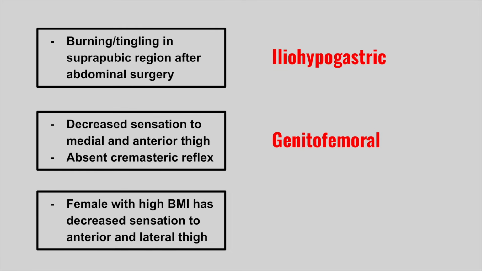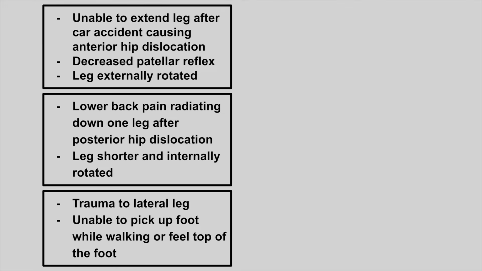Next, we have a female with high BMI that has decreased sensation to the anterior and lateral thigh. So this is the lateral femoral cutaneous nerve. And remember here, often people who are more obese wear tight clothing. It can compress this nerve and lead to decreased sensation in the anterior and lateral parts of the thigh.